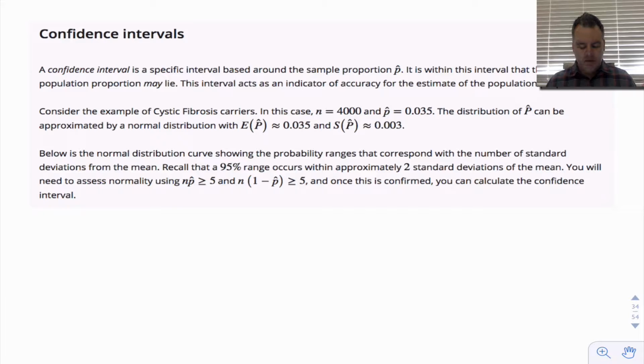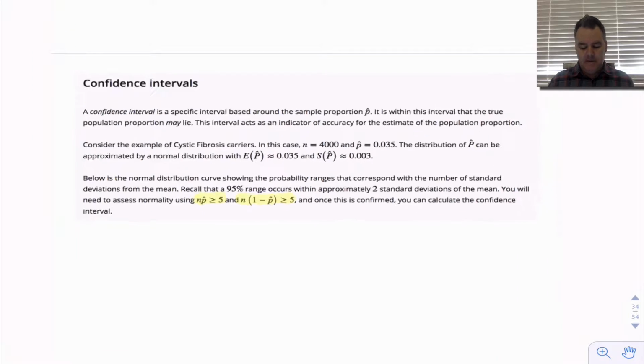All right, so let's talk about confidence intervals now. A confidence interval is a specific interval based around our sample proportion, p hat, and it's within this interval that the true population proportion may lie. So we're going to say something like we're 95% sure, 90% sure, or 99% sure. That's what our confidence interval is. And remember, n times p has got to be greater than or equal to 5, and n times 1 minus p has got to be greater than or equal to 5. Once we've confirmed that those are true, then the central limit theorem kicks in, we've got a normal distribution, and we can start looking at the probabilities of what's going on.